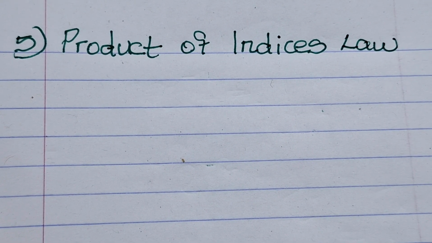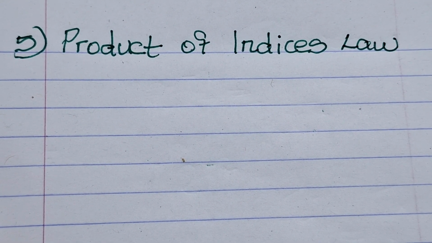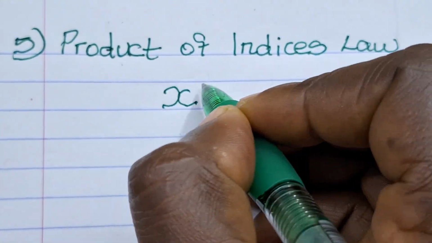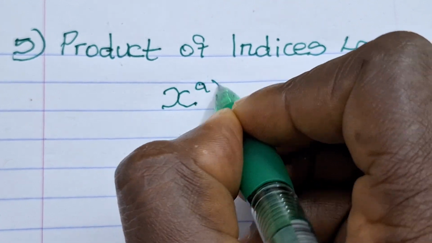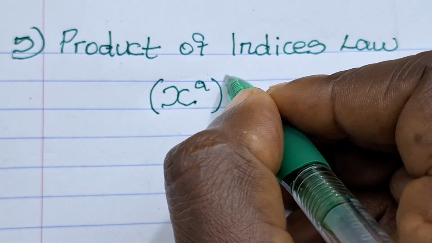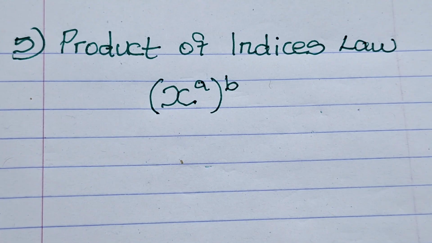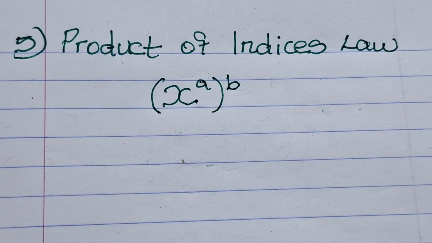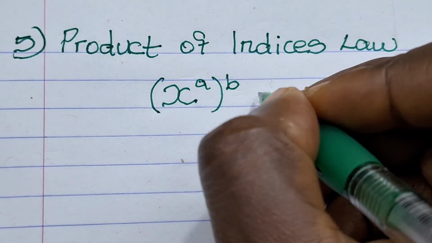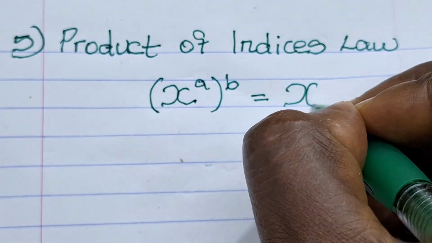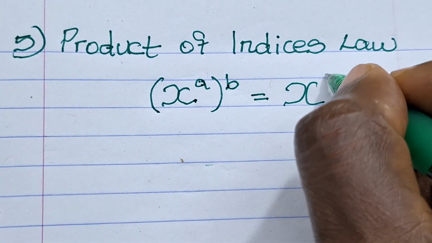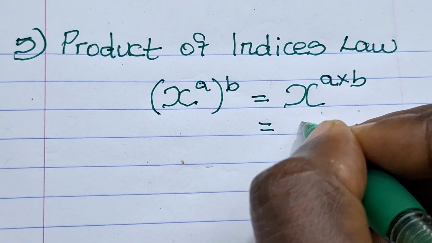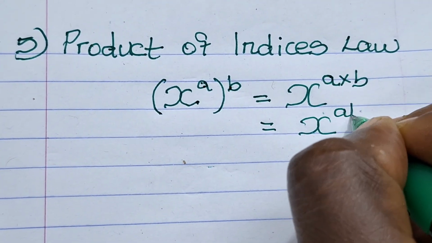The fifth law is the power of a power index law. This means that you have x raised to the power of a, and in brackets, b is powered outside the bracket. So it is x raised to the power of a, bracket, power of b. So this is a product. You multiply these two, a multiplied by b, which is the same as x raised to the power of ab.